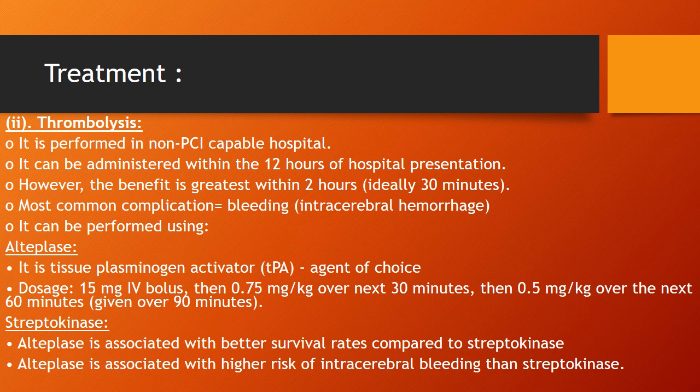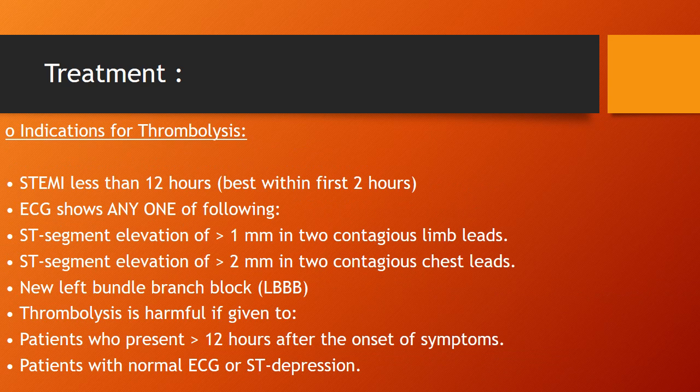It is given as 15 mg IV bolus and 0.75 mg per kg over the next 30 minutes and 0.5 mg per kg over the next 60 minutes, given over 90 minutes. Streptokinase can also be used. Alteplase is associated with better survival rates compared to streptokinase, and it is associated with a higher risk of intracerebral bleeding. So you have to see the risk versus benefit. Indications of thrombolysis are important.